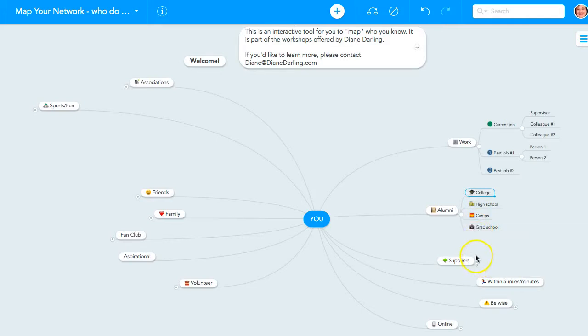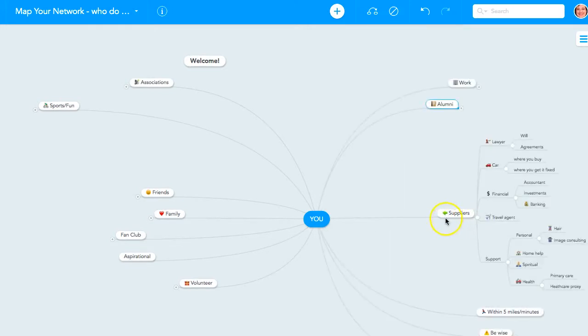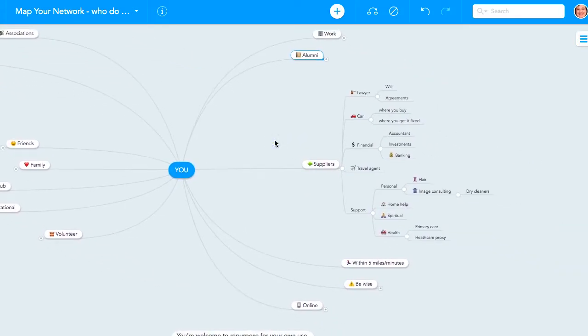Then you're going to do the same thing to suppliers. I'm going to close these down so you can actually see what the suppliers is because it's kind of a big one. All right, so I'm going to move this over so we can have this be a little bit bigger. So I would recommend that you have an attorney who has your will, any agreements you have professionally, your landlord, things like that. Your car, where did you get it? Who fixes it? These are all people you pay for services. Financial, who's your accountant? Who manages your investments? Who does your banking? Travel agent, who helps you get the heck away, get a break from the world.